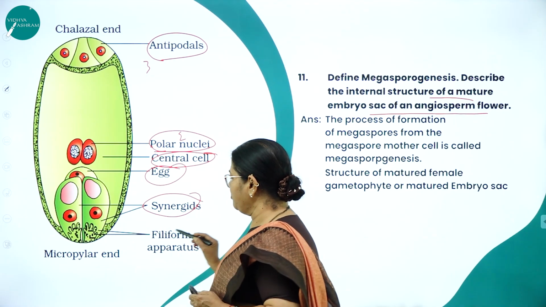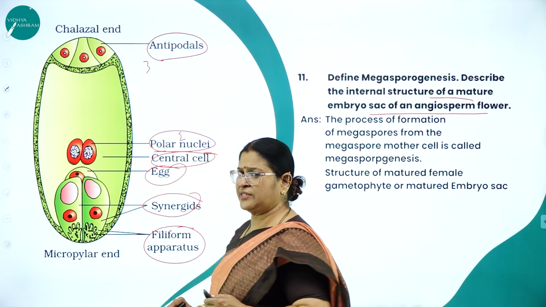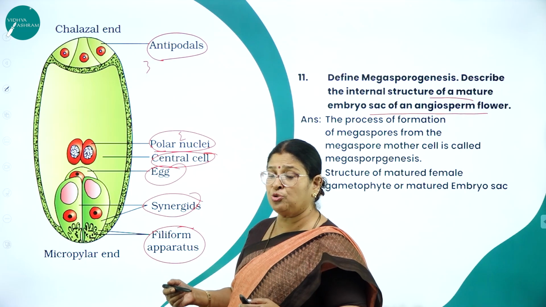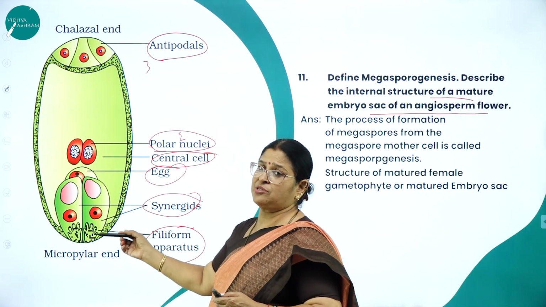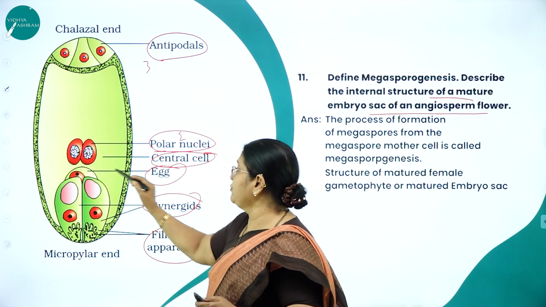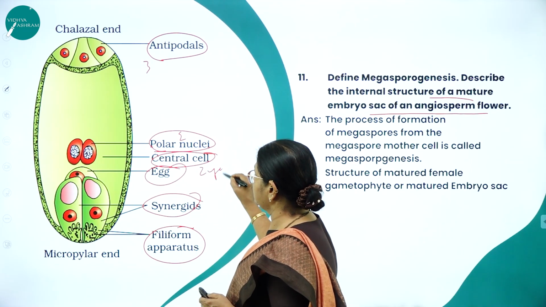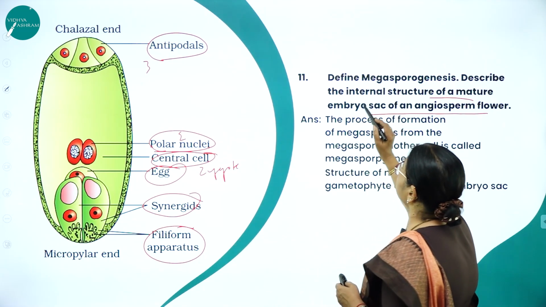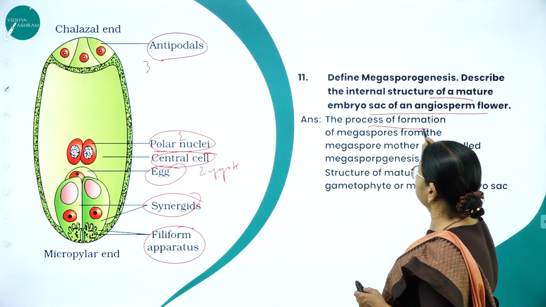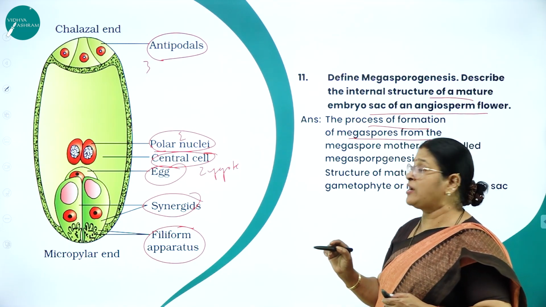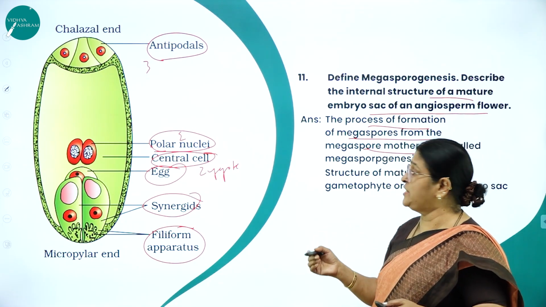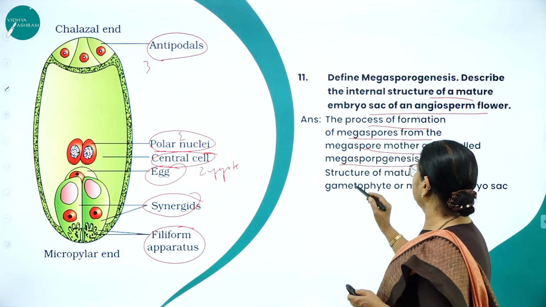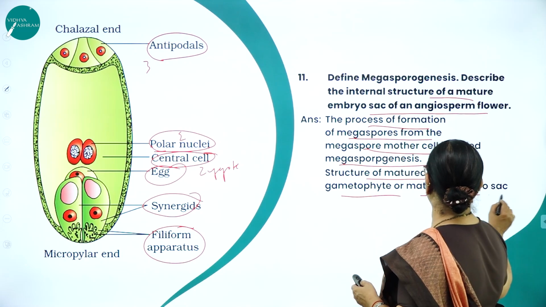And a very, very important thing you can see here is the filiform apparatus, which will enable the pollen tube carrying the 2 male gametes to enter the embryo sac and help one of the male gametes to fuse with the egg cell to form what? Zygote. So this is the structure of an embryo sac. So what is megasporogenesis? The process of formation of megaspore from the megaspore mother cell, MMC, through meiosis is called megasporogenesis.